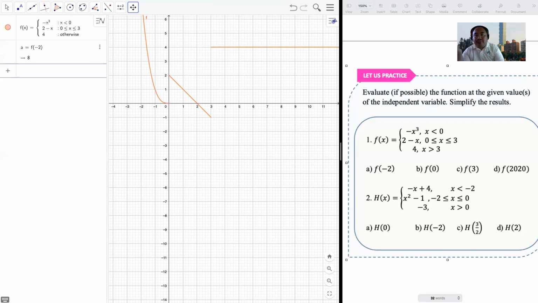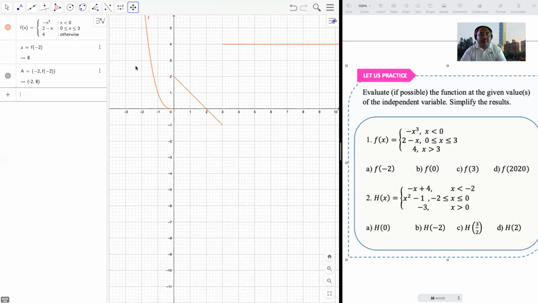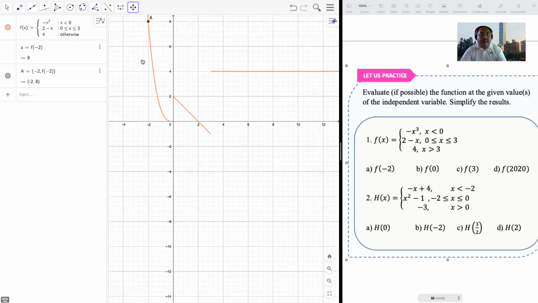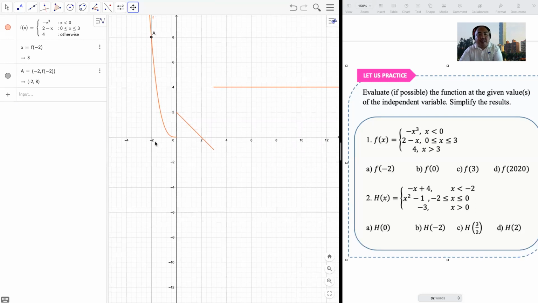Or if you want to see this as a point, then you write negative 2, f of negative 2. And you will see there, I did not beautify it. Okay, so you will see here that at negative 2, the value is 8. Okay. Now, supposing, what is f of 0, sir? F of 0, very simple, it is 2.